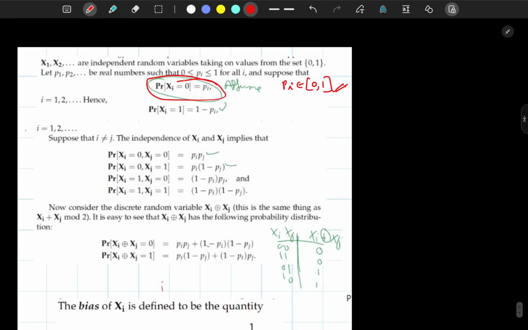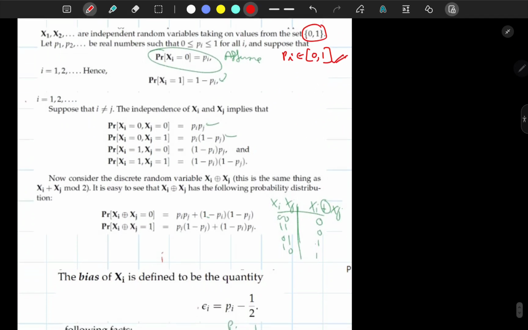Okay, let's come on. We are defining the probability that the ith random variable equals 0 as pi. Then what is the probability that xi equals 1? Since there are only two events, 0 or 1, it will be the complement: 1 minus pi. The summation of all probabilities equals 1, and here the possibilities are 0 or 1. This way the value will be 1 minus pi. This is what they have written.